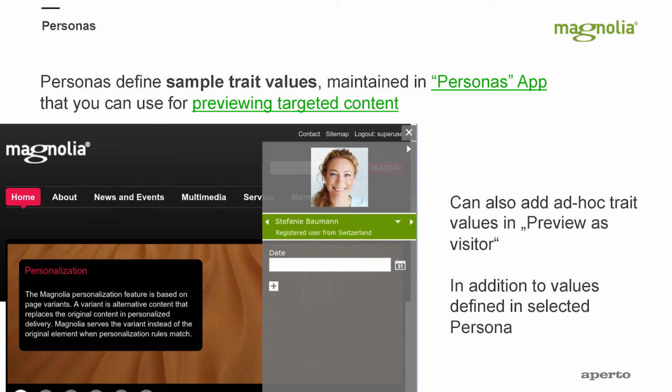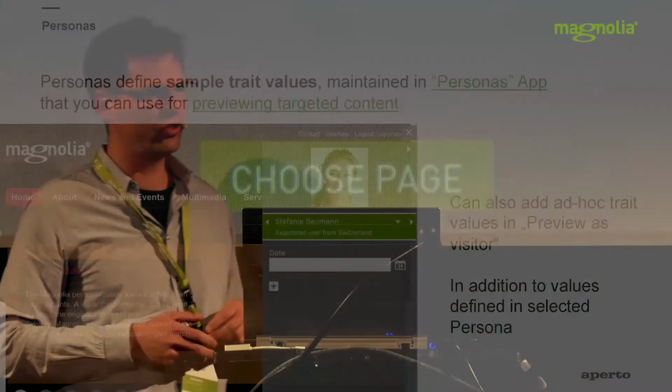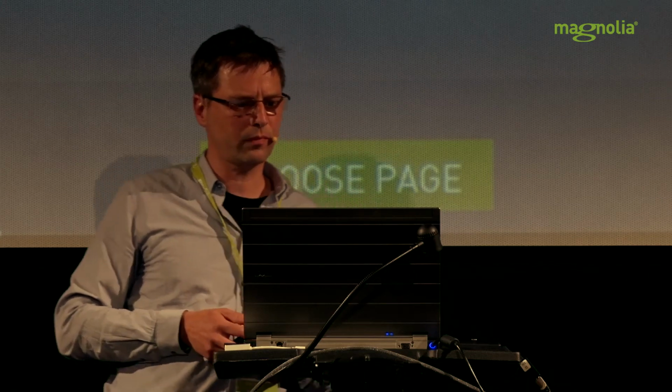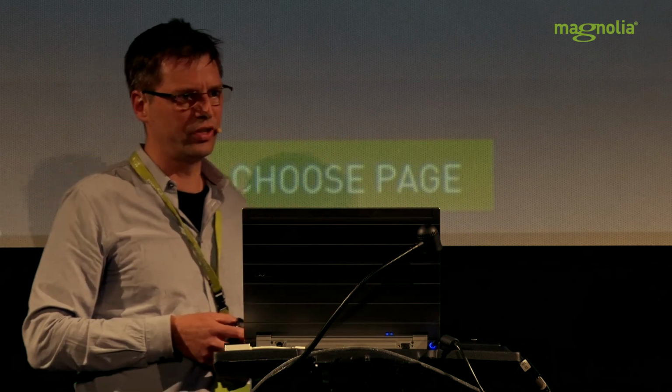Now, once you set this all up, you've got your rules, you've got your page variants, you've got your segments. Now, what you can do to preview the result is using the personas. And personas actually are sample traits. It's a sample person, and Magnolia will show you what this person would see. So this person has certain characteristics. It could come from a certain country, for example, and then Magnolia will show you what the result is.